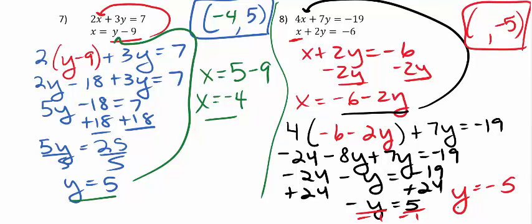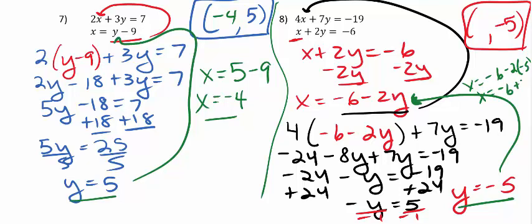We're going to take negative 5 and we're going to substitute it back in. We can go ahead and put it back into this equation. That's the easiest one to do. And we have x equals a negative 6 minus 2 times negative 5. That's going to be a negative 6 plus 10, and negative 6 plus 10 is going to be 4. So our solution is 4, negative 5.